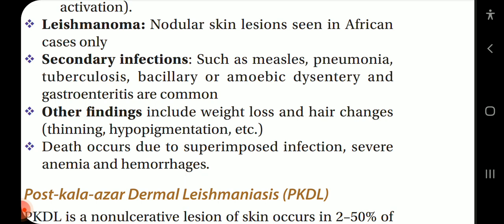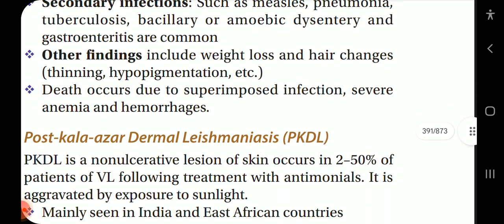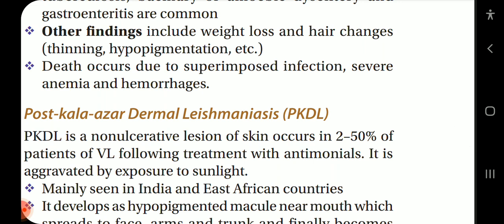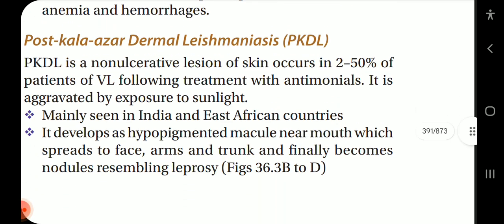Secondary infections such as measles, pneumonia, tuberculosis, bacillary or amoebic dysentery, and gastroenteritis are common. Other findings include weight loss and hair changes, thinning, hyperpigmentation, etc. Death occurs due to superimposed infection, severe anemia, and hemorrhages. PKDL, or post-Kala-azar dermal leishmaniasis.